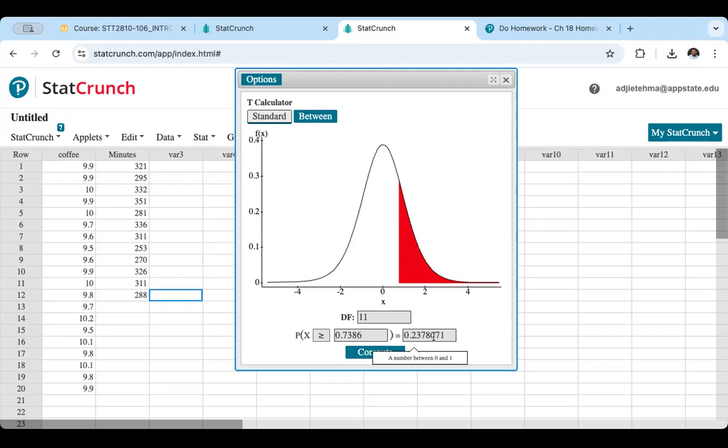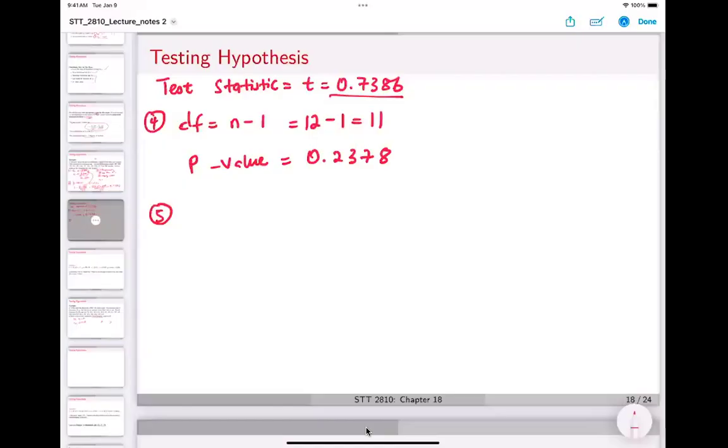Good. Step 5 is that now we need to make a conclusion. So to be able to get to the conclusion, you ask yourself, is this p-value large or small?